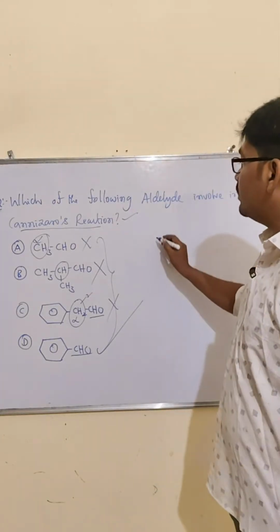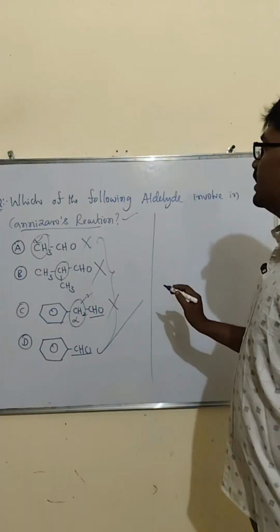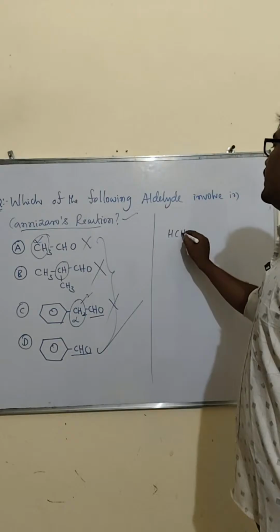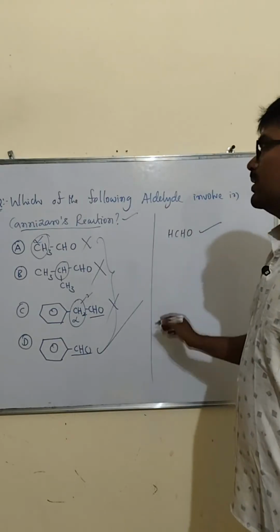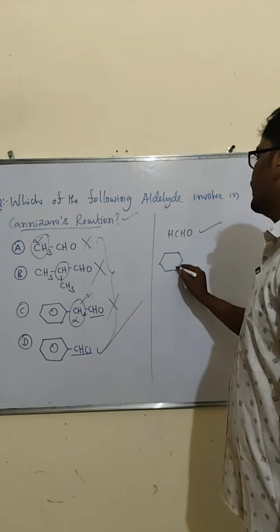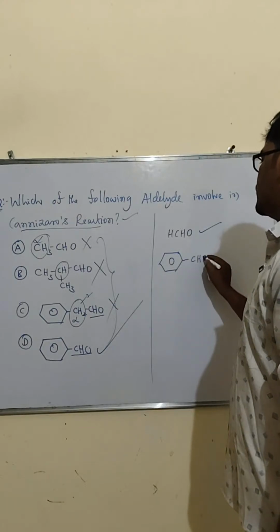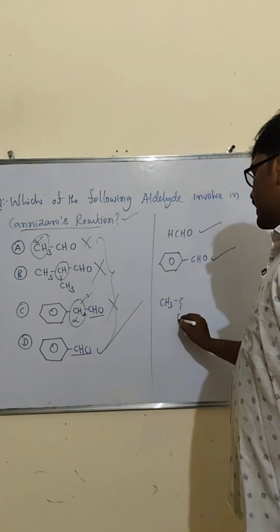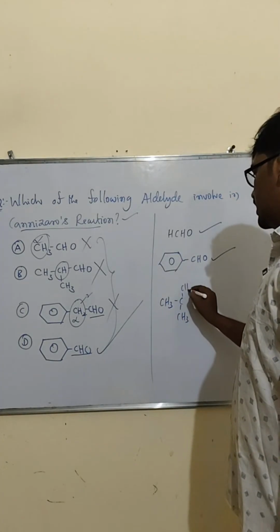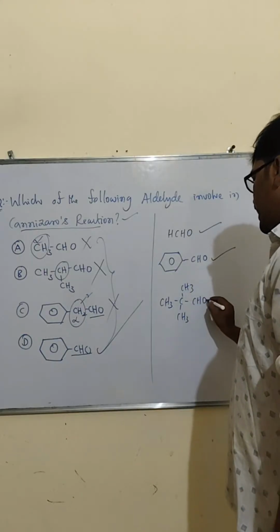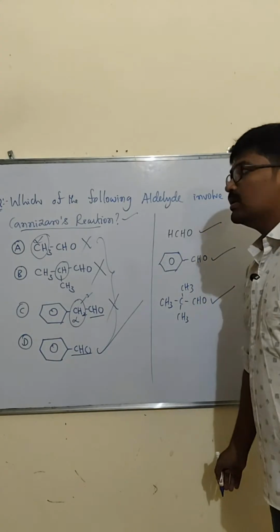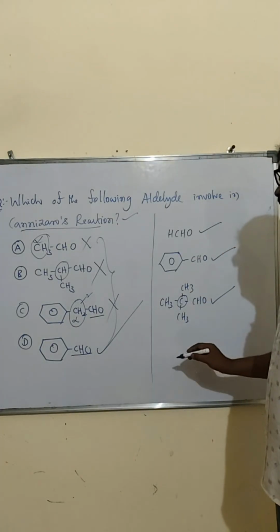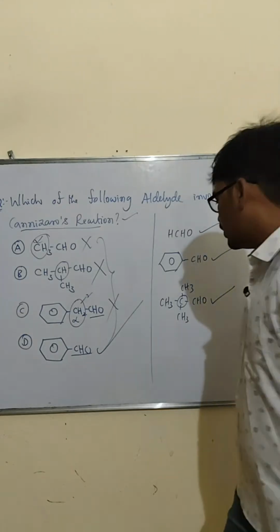See, look at which are involved. They will ask which are involved. HCHO is involved in the Cannizzaro reaction. Then benzene attached directly with aldehyde is involved. Then CH3, C, CH3, CH3, CHO is also involved. To be involved in the Cannizzaro reaction, there should be no hydrogen atoms at the alpha position.